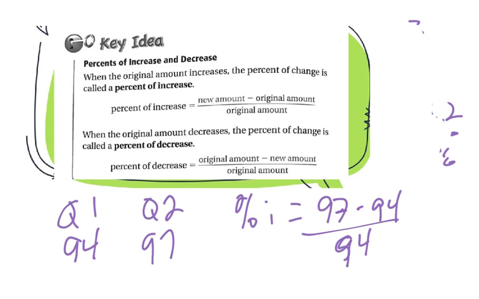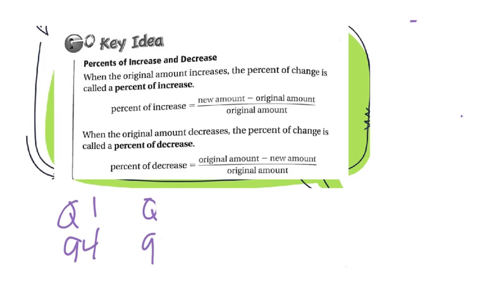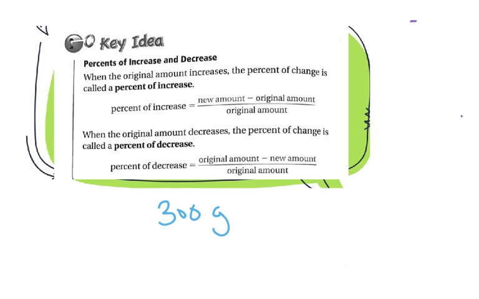Okay, now let's talk about percent of decrease. So for example, I'm going to say it took me 300 gallons of water to fill up my pool. That's how much it took last year, we'll say. This year, it took me 294 gallons to fill it up, okay?